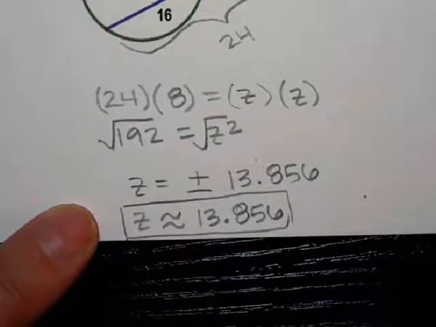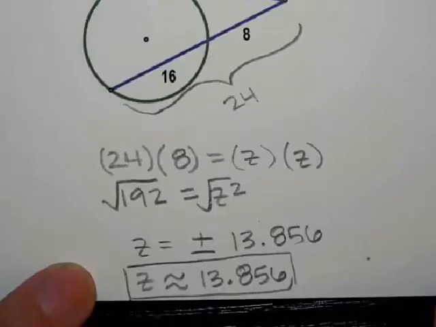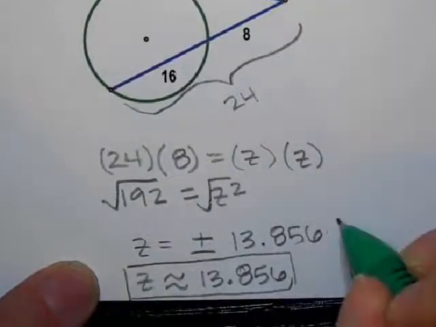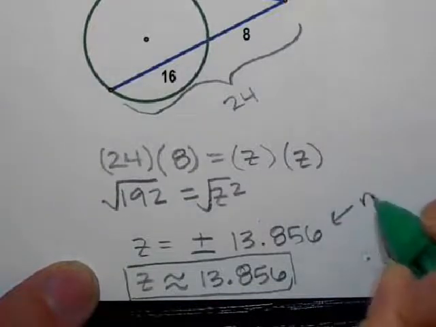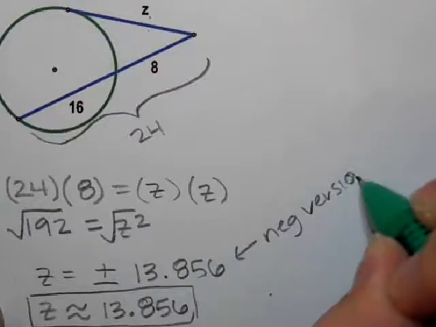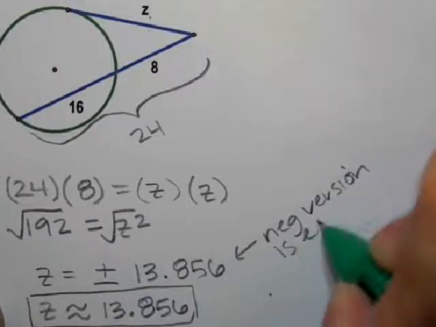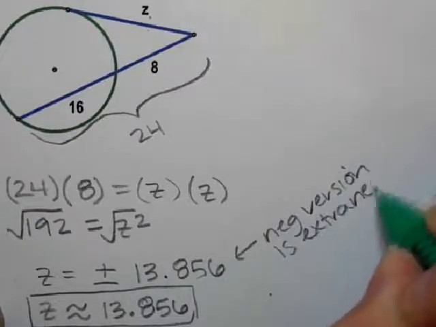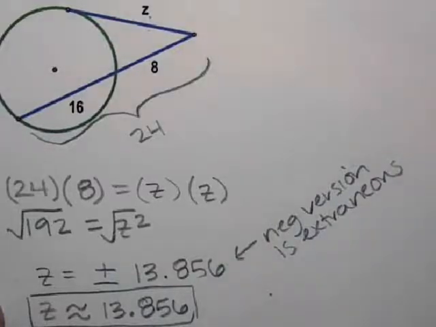All right. How does your brain feel about this problem? Okay. So we're going to say negative version is extraneous. Do you guys remember that word? Negative version is extraneous. So it's an answer you can mathematically solve for, but it doesn't work. That's what an extraneous answer is. Mathematically, you can solve it, but it doesn't work in the context.